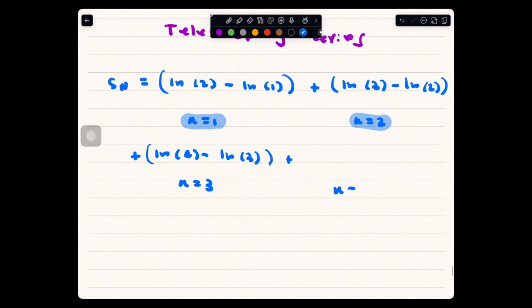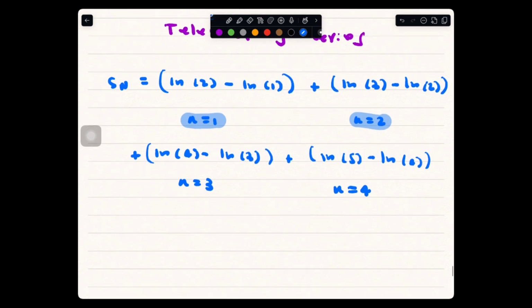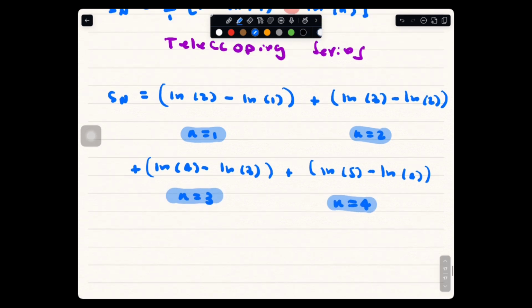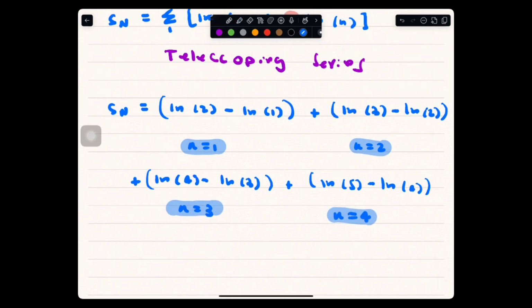Now let's look at when n is 4. You get natural log of 5 minus the natural log of 4 again. Okay. And I'm going to try to take a look now at what cancels, what goes away now. We're just at the fourth term. So what's starting to go away? Do you guys see?